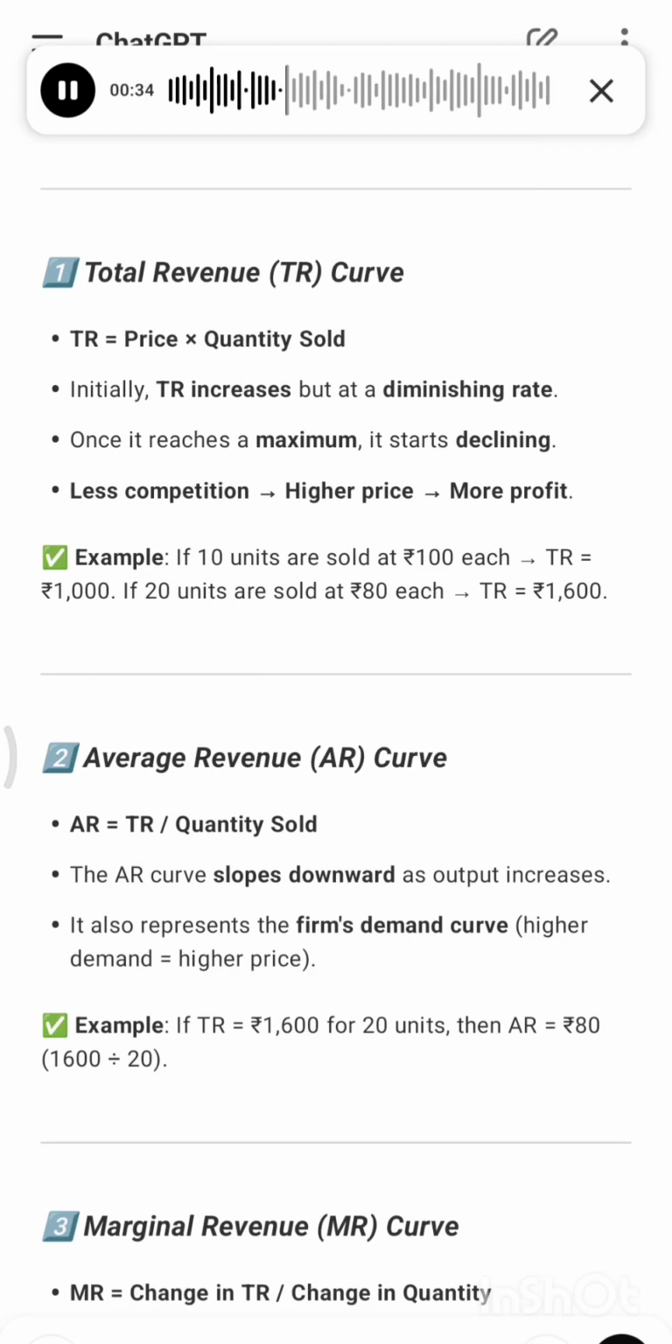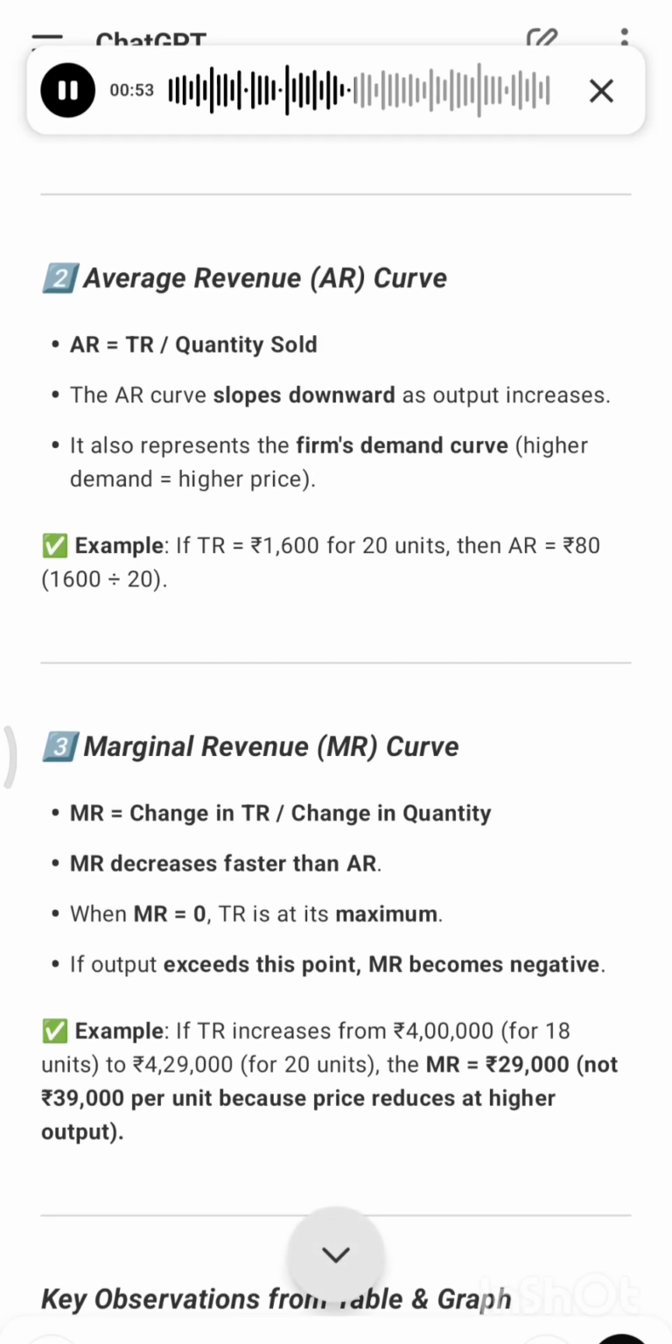2. Average revenue, AR curve. AR equals TR over quantity sold. The AR curve slopes downward as output increases. It also represents the firm's demand curve. Higher demand equals higher price. Example: if TR equals 1,600 for 20 units, then AR equals 80, that is 1,600 per 20.